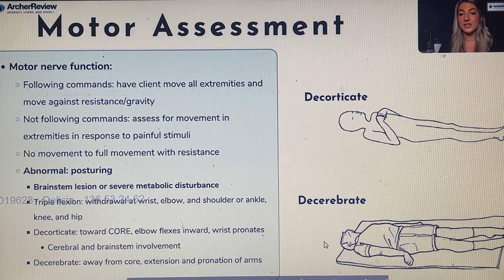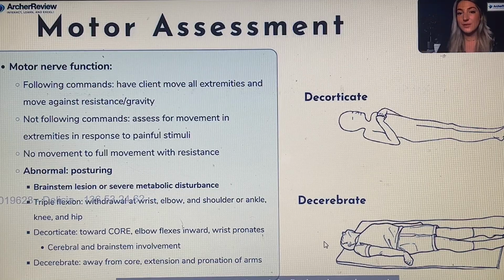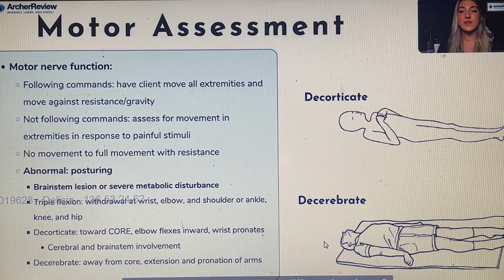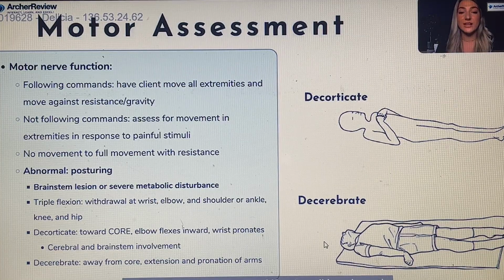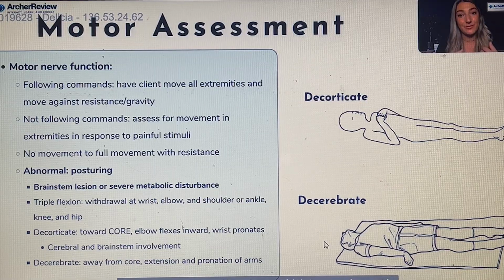So triple flexion means, I don't have an image here for triple flexion, but what we're seeing is flexion of joints at three different locations. So we'll see a withdrawal of the wrist, the elbow, and the shoulder. Or if we're talking about the lower extremities, we'll see an ankle flexion, knee flexion, and hip flexion.